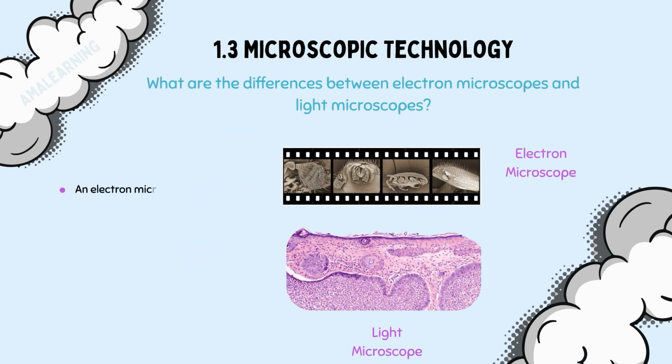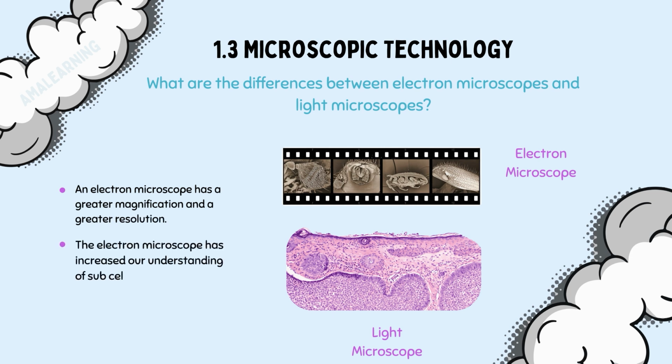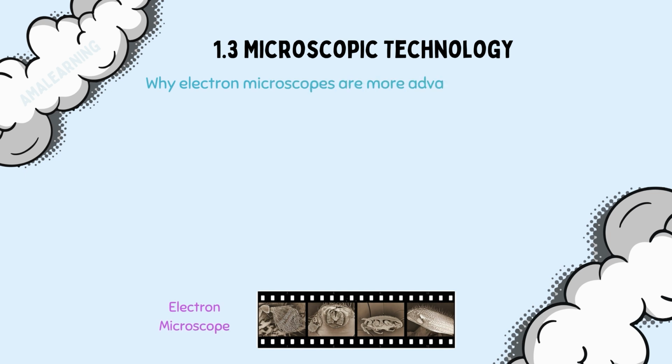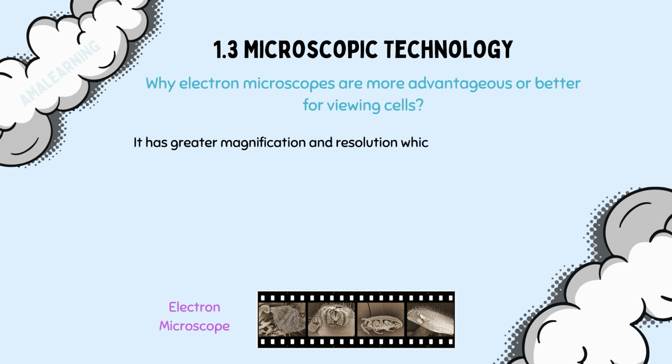An electron microscope has a greater magnification and a greater resolution. The electron microscope has increased our understanding of subcellular structures. Greater magnification and resolution is key here. It is commonly asked why electron microscopes are more advantageous or better for viewing cells. The answer: it has greater magnification and resolution, which leads to a more detailed image.